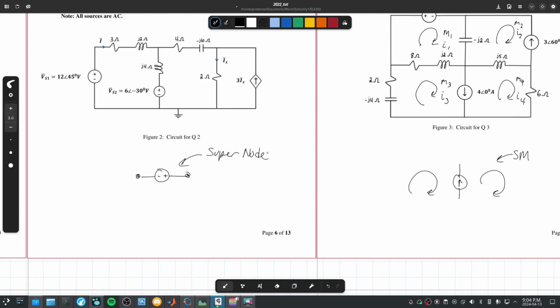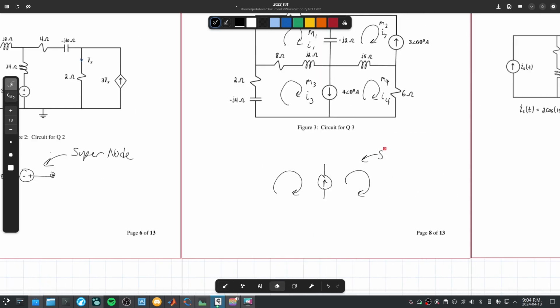I covered supernodes in my previous tutorial. If you want to check that out, that is recorded. It's up in pins, or you can see it on the channel.